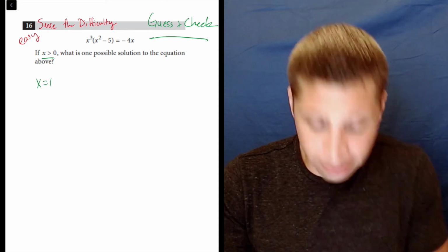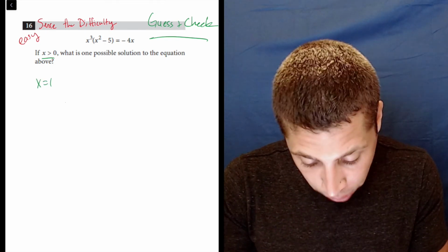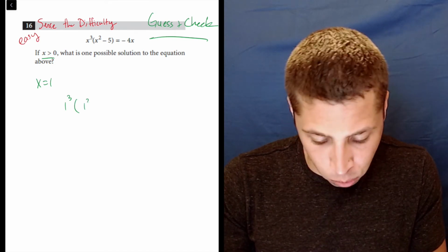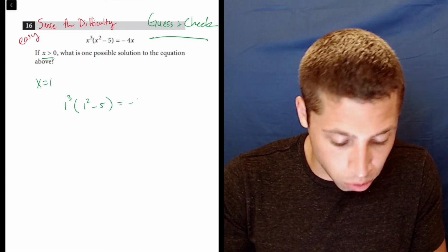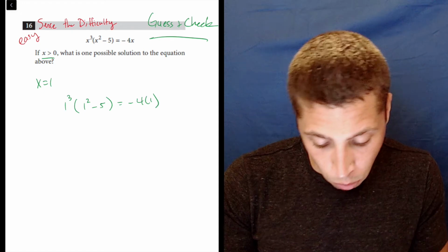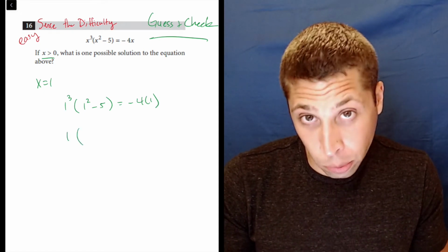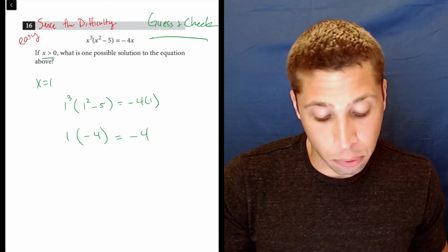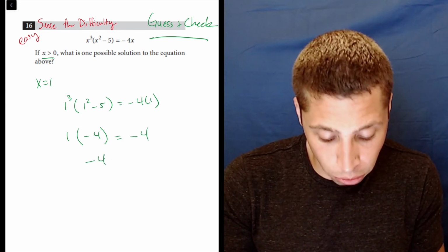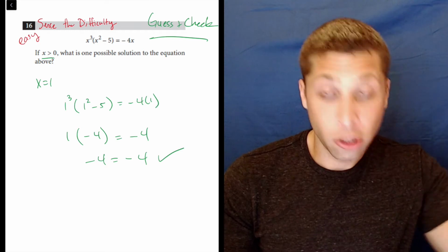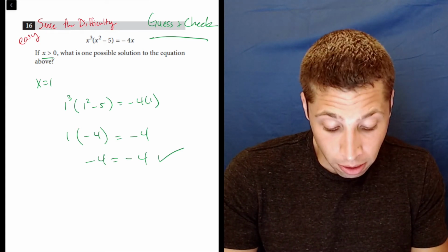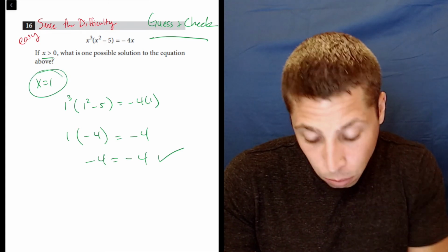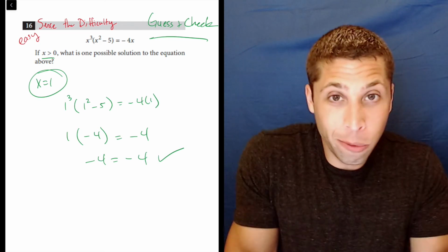What if we just made x equal to 1? What would happen? Well, this would be 1 to the third times 1 squared minus 5 is equal to negative 4 times 1. Well, 1 to the third is 1. 1 squared is 1. 1 minus 5 is negative 4. And negative 4 times 1 is negative 4. So this is actually true. Negative 4 is equal to negative 4. Check. Done. That's the answer. Positive 1 worked. We're good.